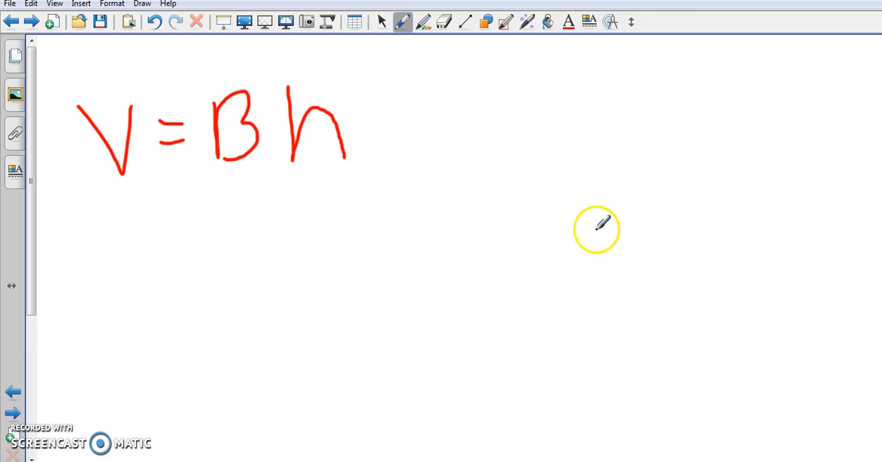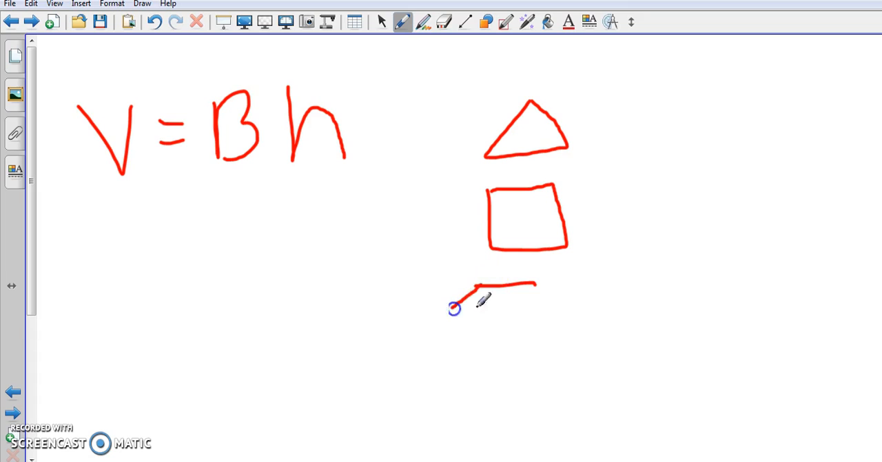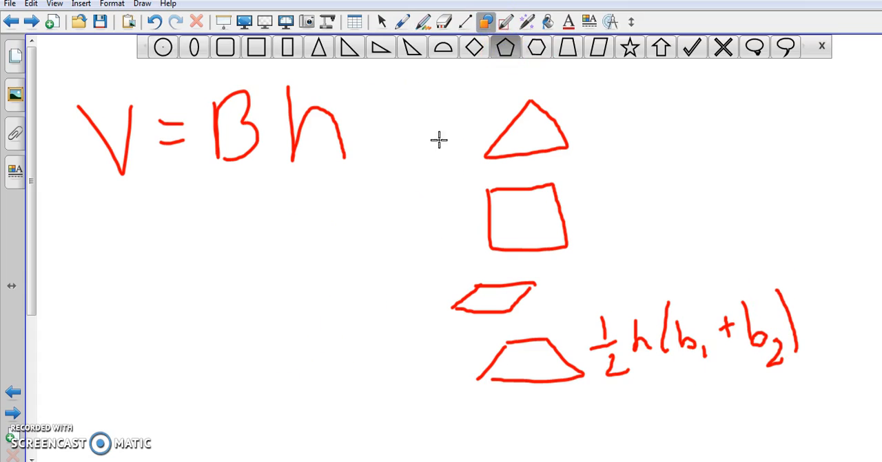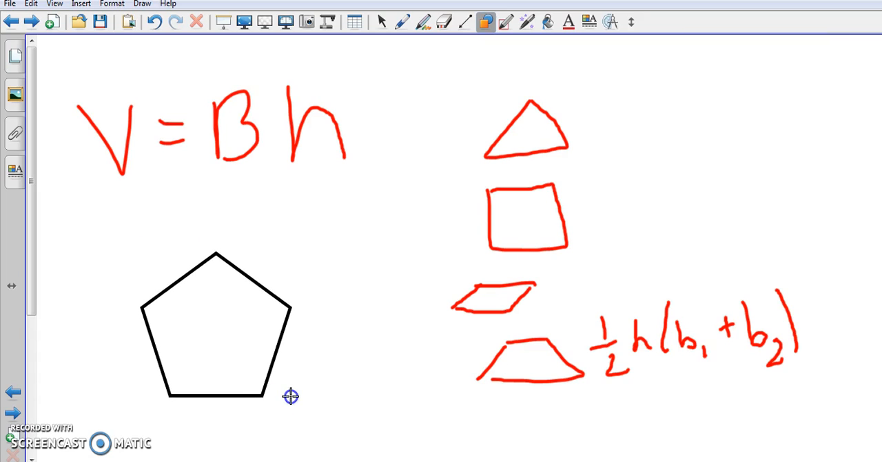So the only things you're going to need to remember are the area formulas for things like triangles, 1/2 base times height, rectangles, base times height, parallelograms maybe, base times height, and trapezoids, which are 1/2 times the height times the sum of the two bases. Anything over a trapezoid, we have learned methods for. We could split them into triangles. We looked at pentagons when we talked about surface areas.